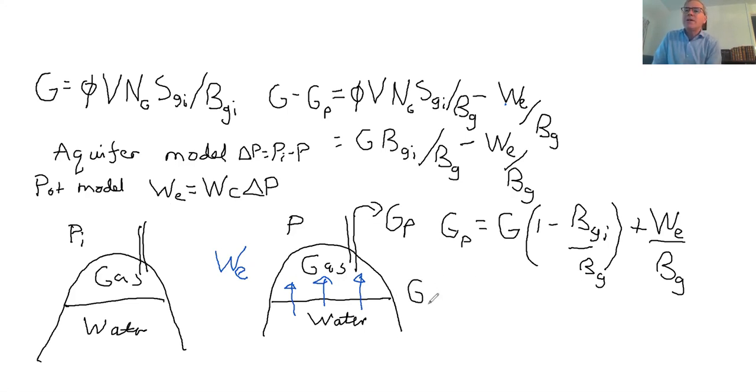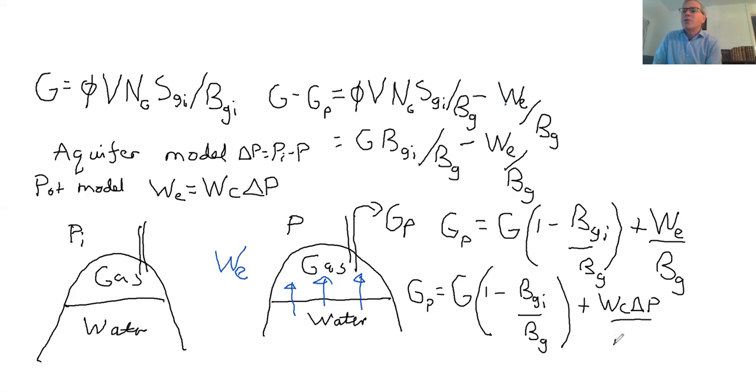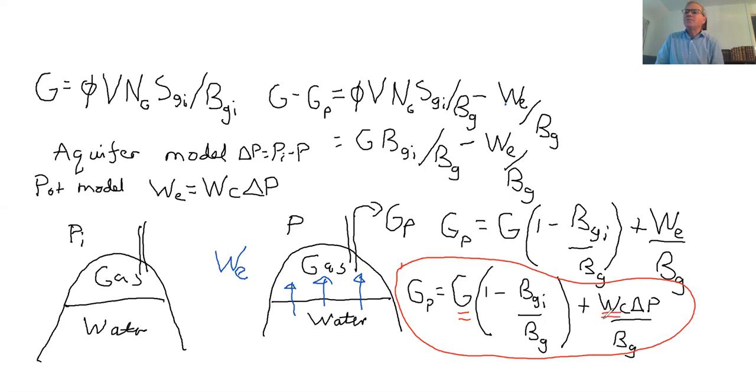We've got GP is G times (1 minus BGI over BG) plus WCΔP over BG. So that's the key equation for today. I'm going to circle it. And what I've underlined here are the two unknowns in the equation.